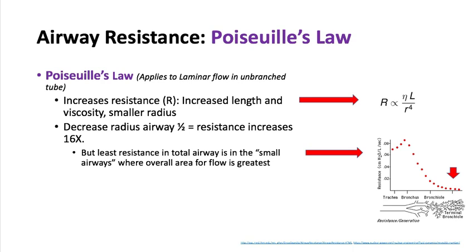And the graphic on the bottom right shows resistance versus the location in the airway: trachea, bronchus, bronchioles, and the terminal bronchioles. You can see way down in the terminal bronchioles is where the least total resistance of the airway is present. Poiseuille's law is the relationship of length and viscosity and radius to resistance.